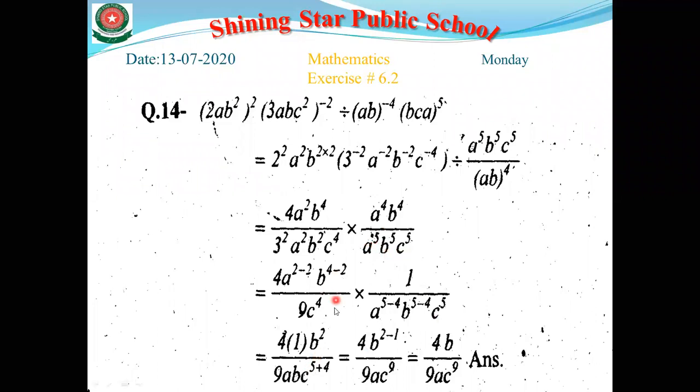Now 4 minus 2, 2. 4 multiply 1, b square, 9. 5 minus 4, 1. 5 minus 4, 1. c power 5. So 9 multiply a, b, c power 5 plus 4.